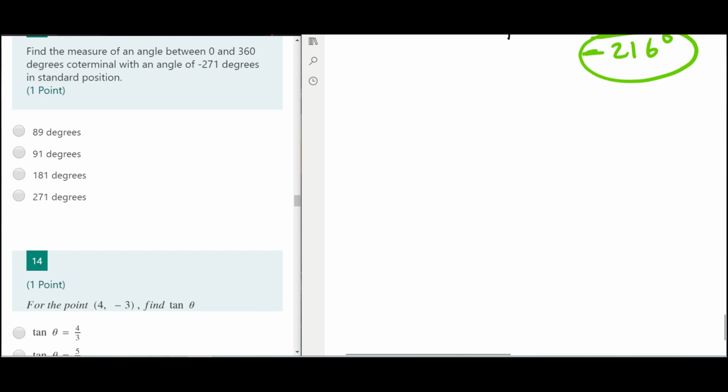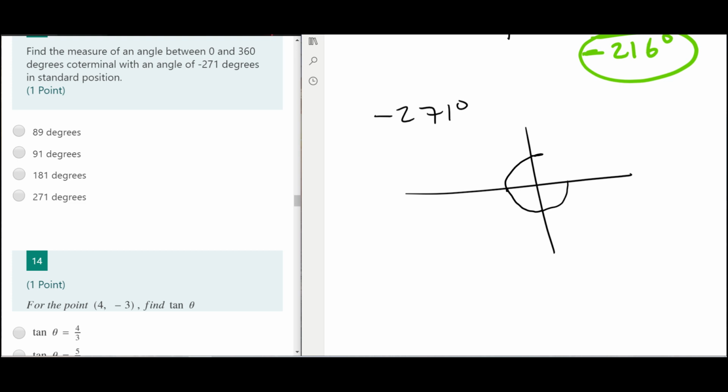All right, so find the measure of an angle between 0 and 360 that is coterminal with negative 271 degrees. So negative means going clockwise. So that means it's going here, that's 90 degrees, that's 180, that's 270, and then an extra degree right there. So this right here is negative 271 degrees. All right, so then if I want to find the angle that is coterminal to that, well, that's just going to be this angle right here. That angle right there is coterminal. It gives you the exact same position for a smaller angle.